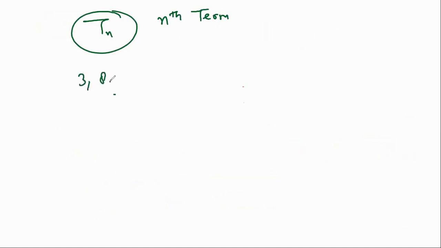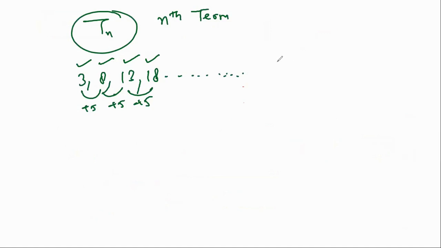Let's have a discussion about Tn. T means term, and n means nth term. Suppose we have the sequence 3, 8, 13, 18 and so on. This is a linear sequence, because to every previous term I am adding 5. Now, if somebody asks me to tell the 100th term, this is the first term, second term, third term, fourth term and so on. It's not easy to keep adding 5 to the previous term every time to get the 100th term. This is not fine.